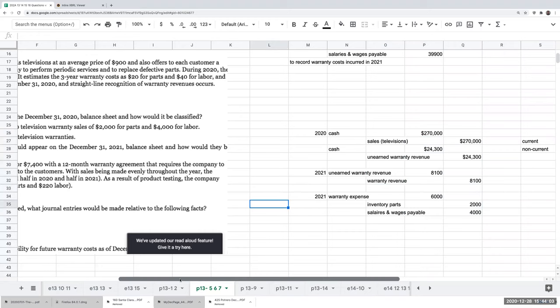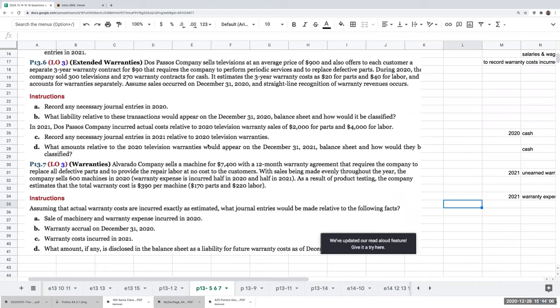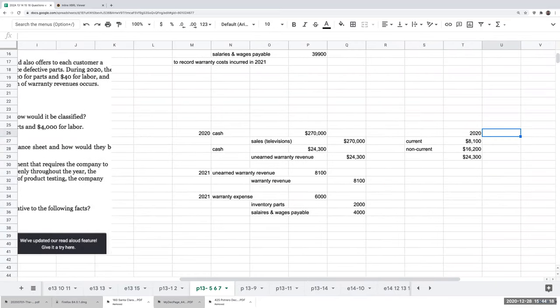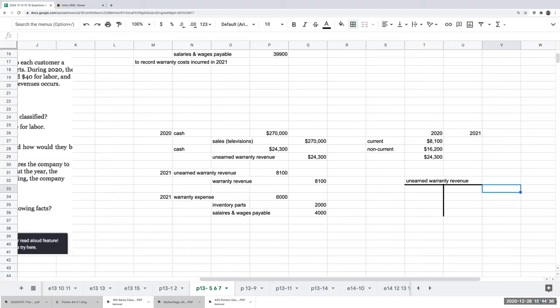So we've recorded the journal entries in 2021. What amounts relative to the 2020 television warranties would appear on the balance sheet? In my 2021 balance sheet, what we're going to notice is that my ending unearned warranty revenue as of December 31st, 2020 was $24,300. So that's now going to become the beginning balance on January 1st, 2021.